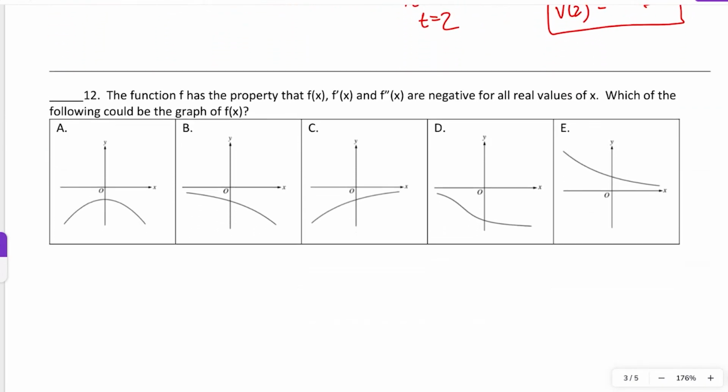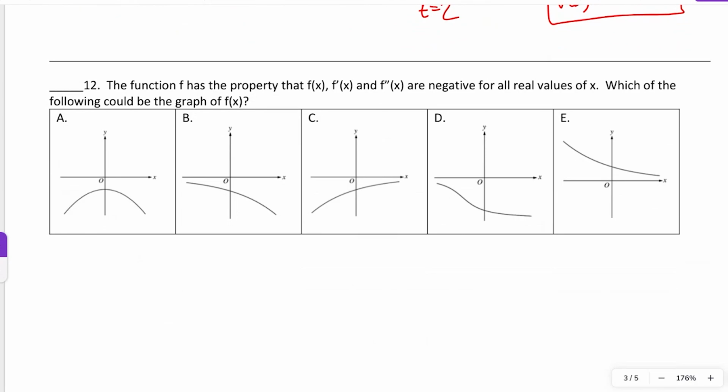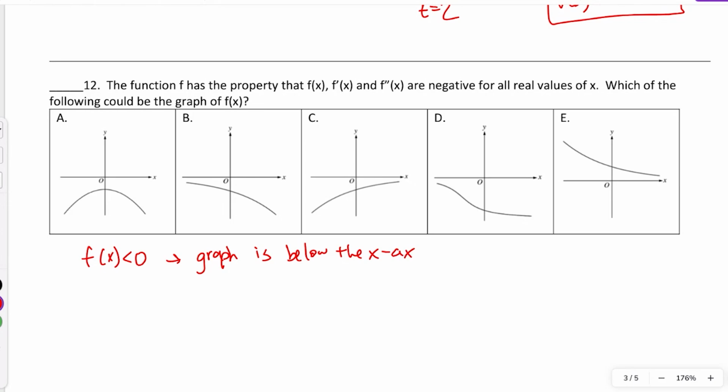Number 12. The function f has a property that f, f prime, and f double prime are all negative for all real values of x. Okay, so let's just break down what each one of these means. f being negative means that the graph should be below the x-axis. So right away we can say E is not going to be our answer.